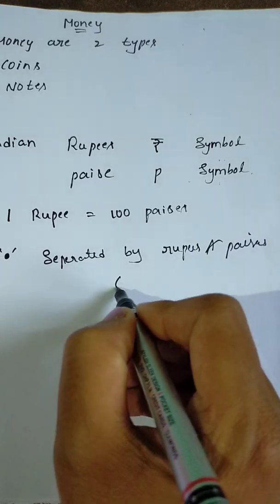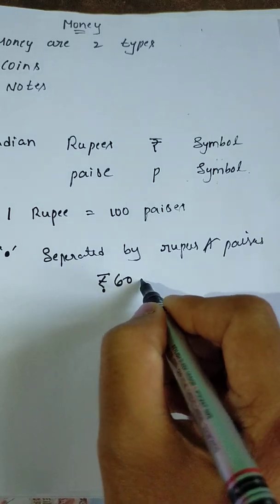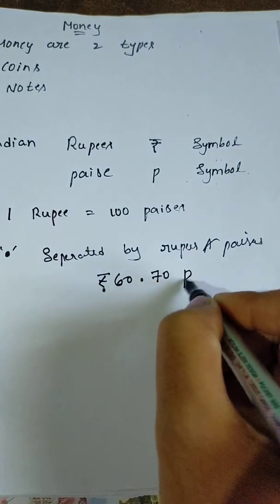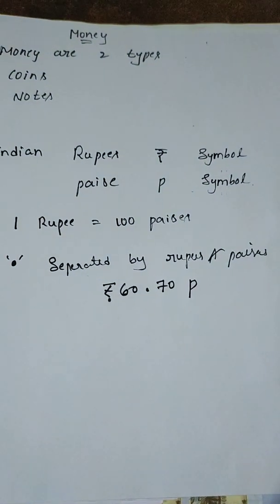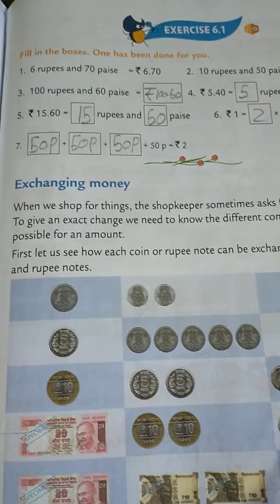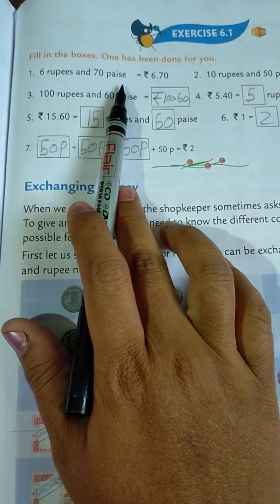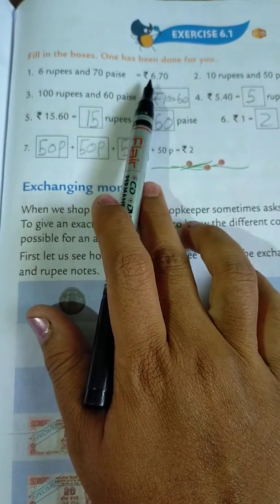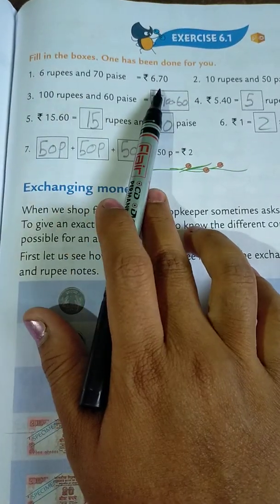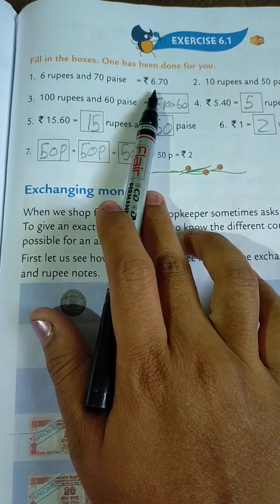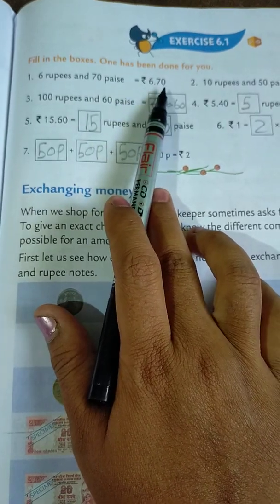For example, 6 rupees 70 paise. This is the symbol of rupees, then 6, then a dot, then 70 paise. Why do we write the dot here? Because the dot separates the rupees and paise.